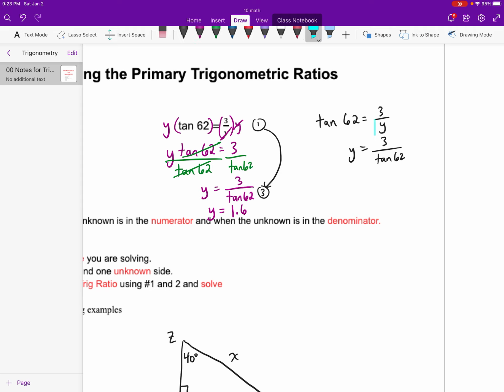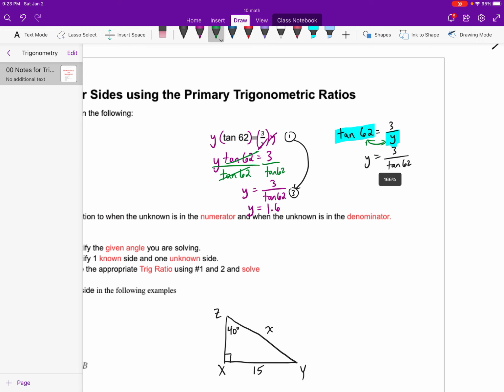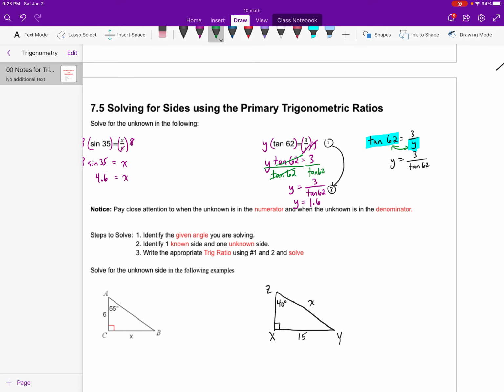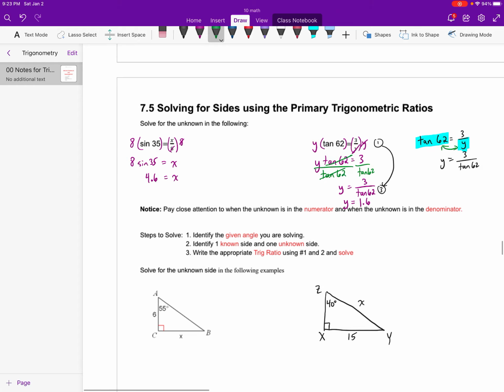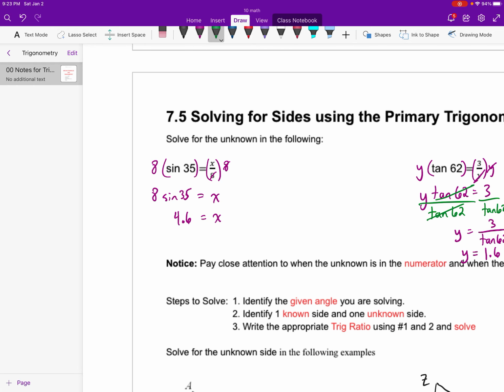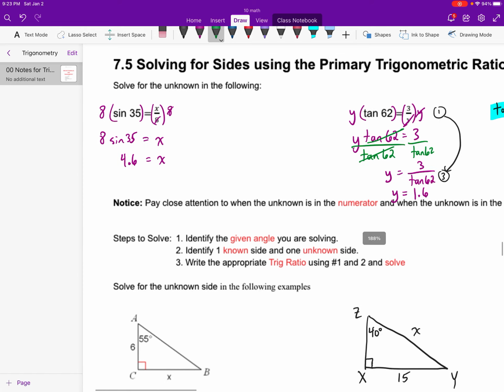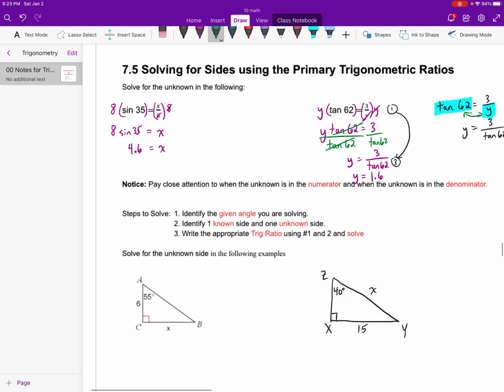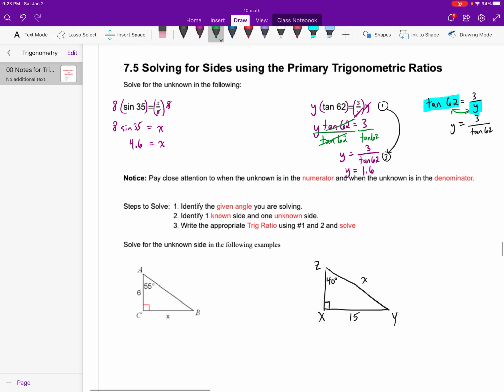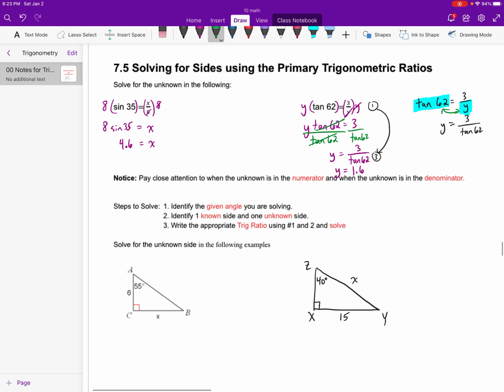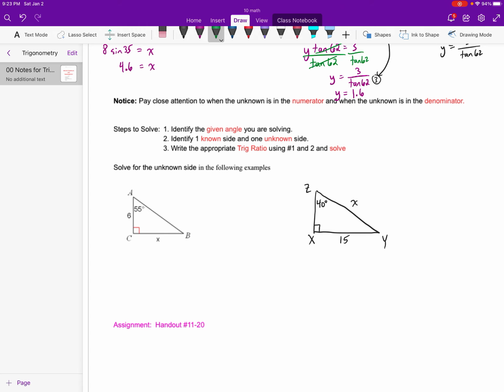Note that here the unknown was in the bottom, and what happened was tan 62 and y simply switched places to get the third step in our solution, and then we just type that into our calculator. So notice that you can simply switch the sine, cos, or tan value with the unknown in the bottom. Here, we had the unknown on top, we multiplied by the denominator. So pay close attention to when the unknown is in the numerator and when it is in the denominator, and then we'll make some quick steps to solve from there. Okay, so now let's apply this to an actual triangle.